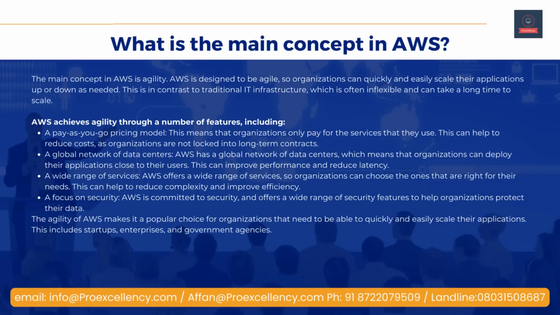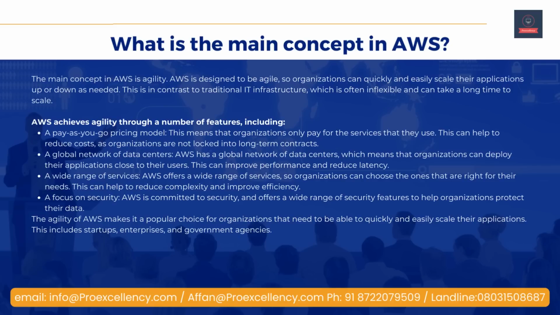AWS achieves agility through a number of features, including a pay-as-you-go pricing model. This means that organizations only pay for the services that they use. This can help to reduce costs, as organizations are not locked into long-term contracts. A global network of data centers. AWS has a global network of data centers, which means that organizations can deploy their applications close to their users. This can improve performance and reduce latency. A wide range of services.